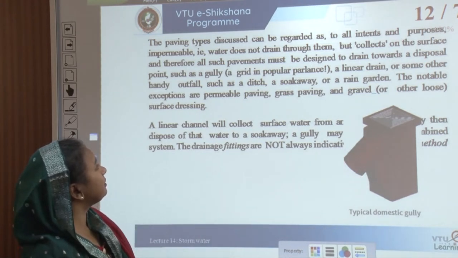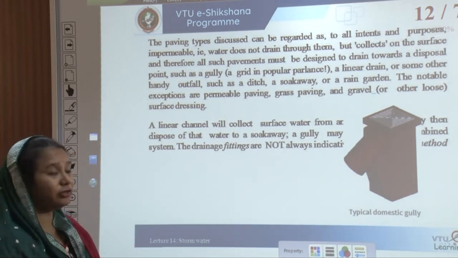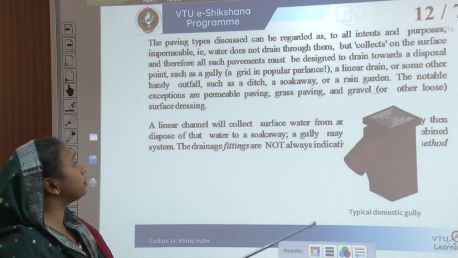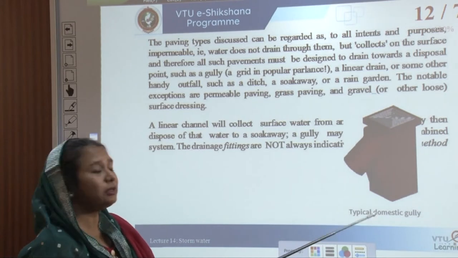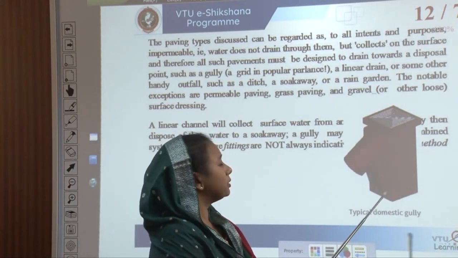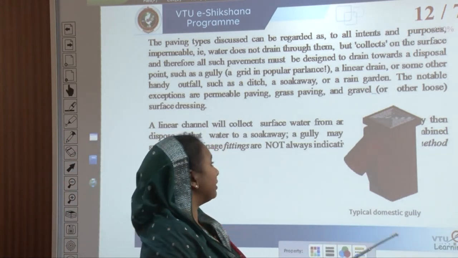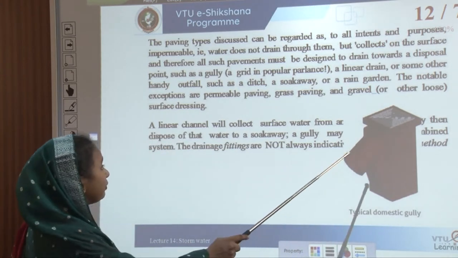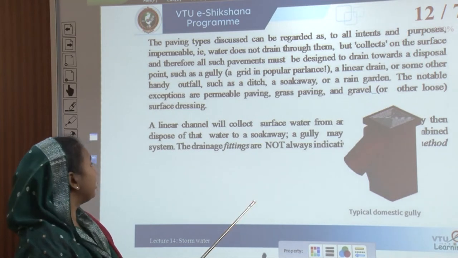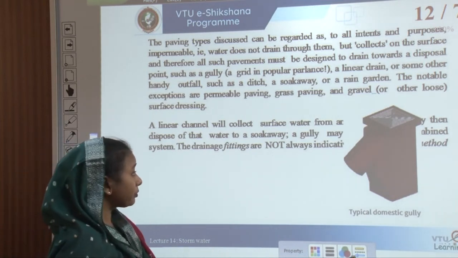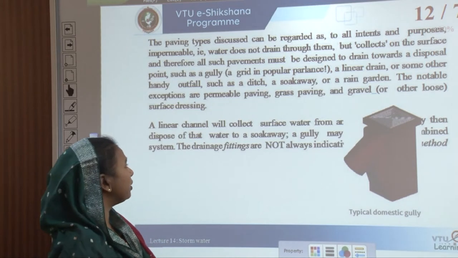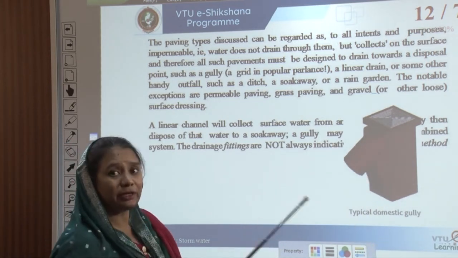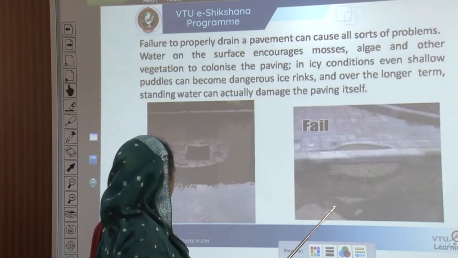And this gully is a linear drain or some other kind of outfall, like a ditch or a soakway or a rain garden. The notable exception that you see here is you can actually plant a lot of grass or plants here, and a linear channel will collect all the surface water from it by disposing it as a soakway. And a gully is one method in which all the drainage fittings are combined together and they all meet at one particular point.